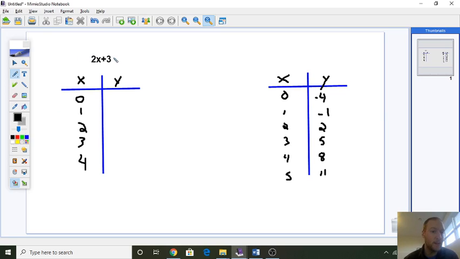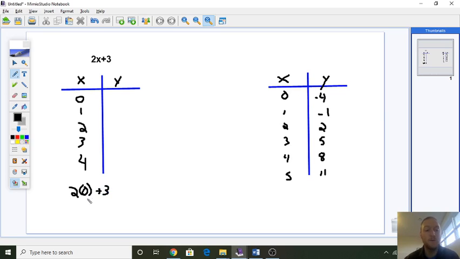So this is the equation that we're going to use for this table. 2 times the x value plus 3. So what I'm going to do is replace x with 0. So what this here says is 2 groups of x. So if I put a 0 in there, that would be 2 groups of 0 plus 3.